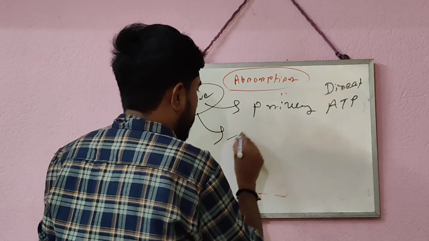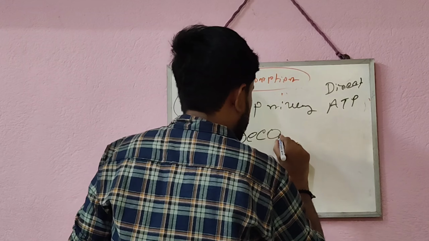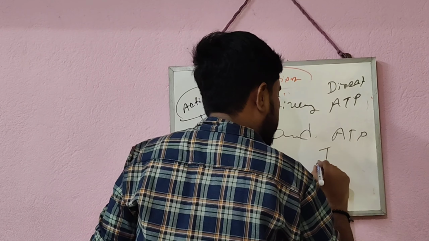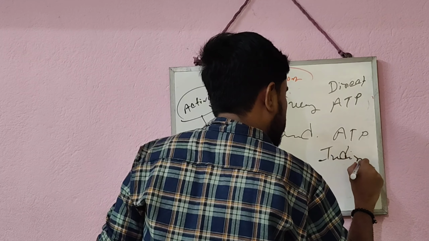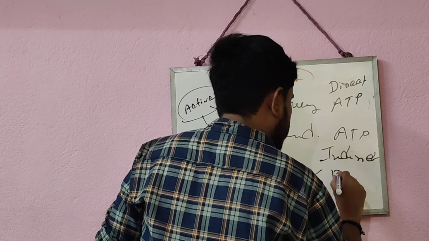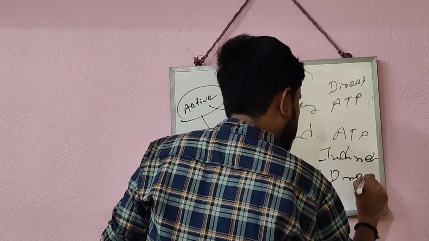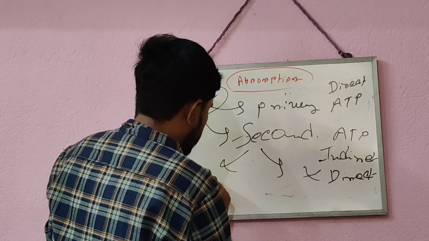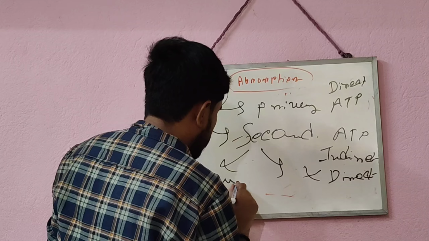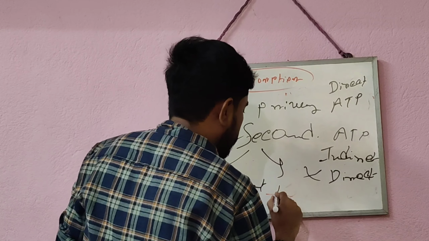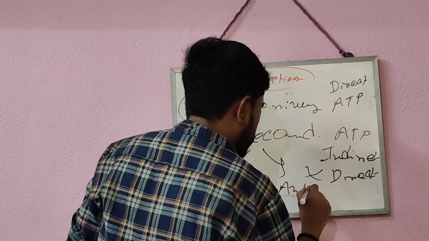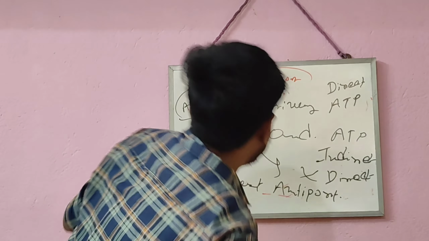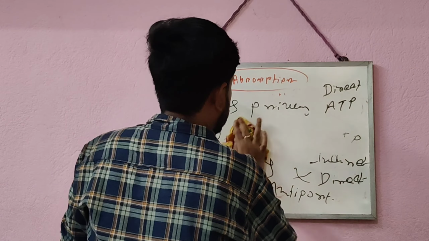The second part is secondary. Here ATP is required, but indirectly; no direct ATP is required. That secondary is also divided into two parts: one is symport, the second one is antiport. So first I will discuss primary.